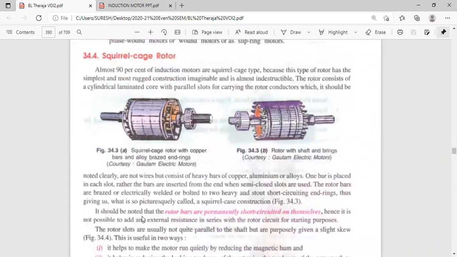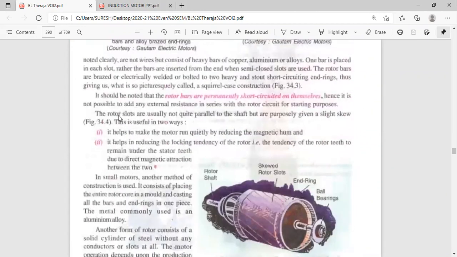Squirrel cage rotor. It should be noted that rotor bars are permanently short circuited on themselves. Why are rotor bars permanent? In a squirrel cage rotor, the bars are permanently short circuited. We are not adding external resistance. Hence, it is not possible to add any external resistance in series with the rotor circuit for starting purpose.